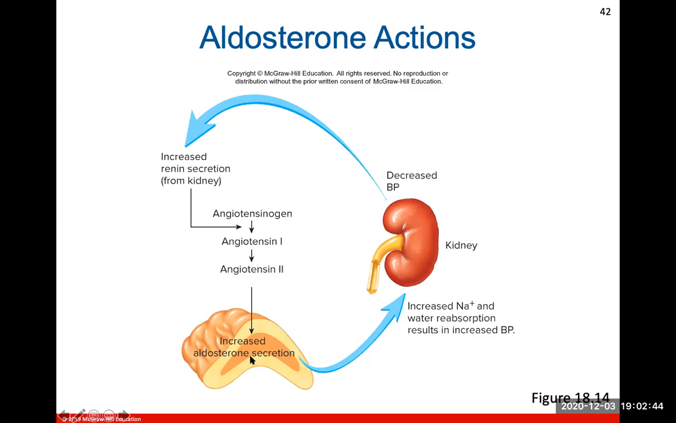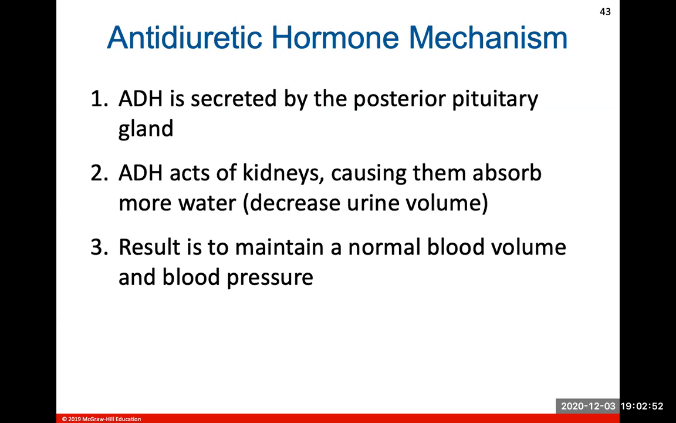Increased aldosterone secretion will increase sodium and water reabsorption, which will result in increased blood pressure. Antidiuretic hormone acts on the kidneys, causing them to absorb more water, so that also decreases urine volume, and the result is to maintain a normal blood volume and blood pressure.